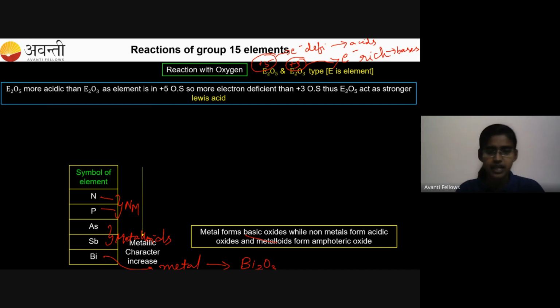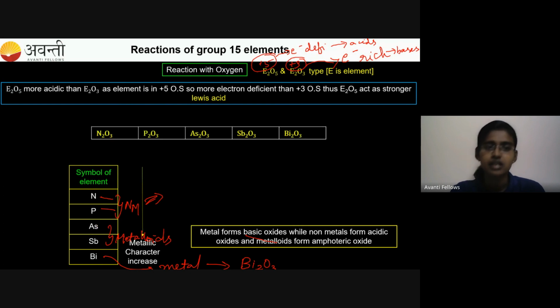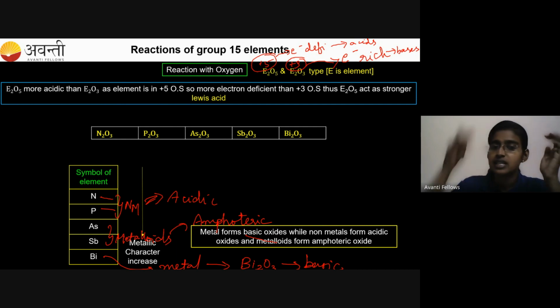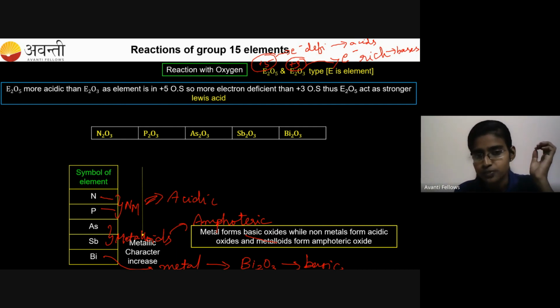Whereas the non-metals, nitrogen and phosphorus, form acidic oxides, and metalloids are amphoteric in nature. You can see here the oxides of formula E2O3: the first two are non-metals and form acidic oxides, and the metalloid is amphoteric. Amphoteric means it can act as a base as well as an acid. And the last one is basic. The basicity of oxides increases on moving down the group. From acidic, it moves to basic on moving down the group.